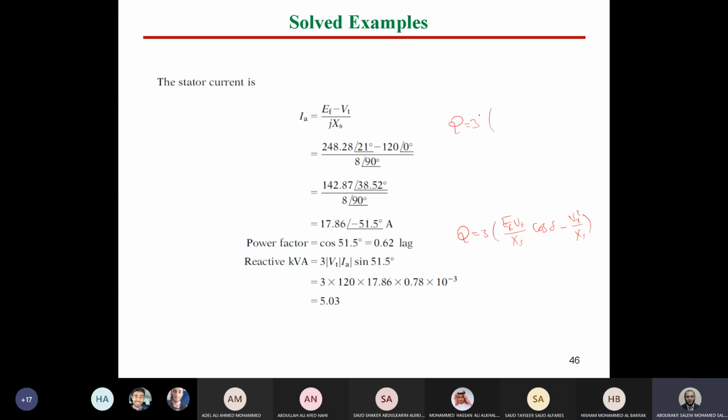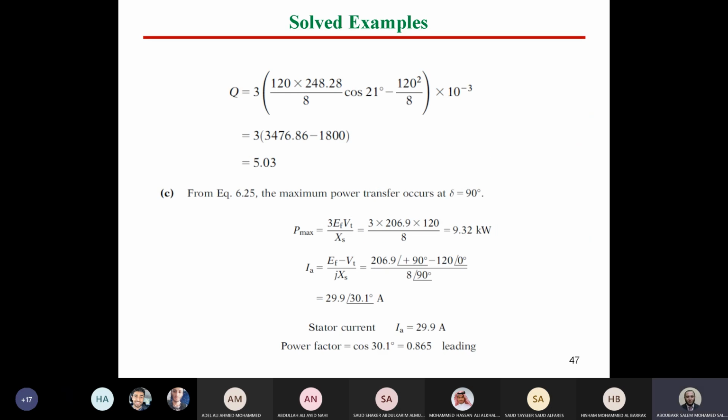So we can say Q equals 3, you have EF 248 by 2 by the value of V terminal, which is 120, over XS, it's 8 ohm, cosine angle of delta, which is 21, minus 120 square over XS. Substituting the same relation, it should be the same value. It's already calculated here by the other way. It's here.